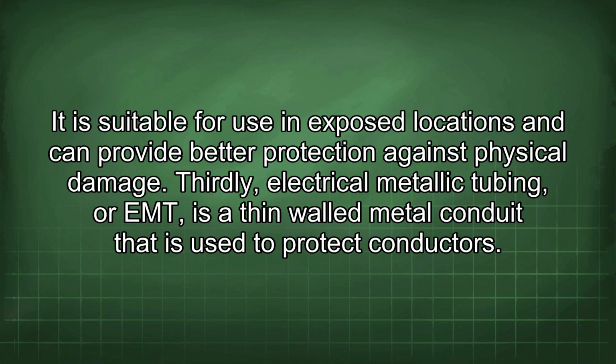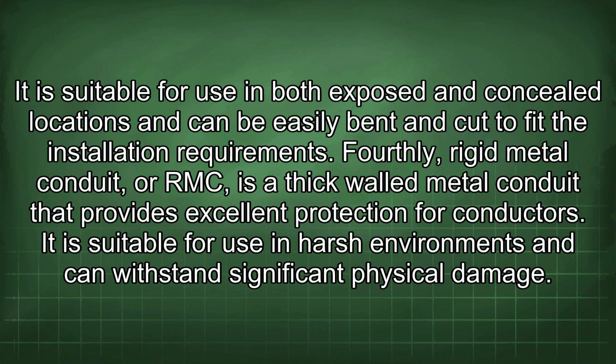Thirdly, electrical metallic tubing, or EMT, is a thin-walled metal conduit that is used to protect conductors. It is suitable for use in both exposed and concealed locations and can be easily bent and cut to fit the installation requirements. Fourthly, rigid metal conduit, or RMC, is a thick-walled metal conduit that provides excellent protection for conductors. It is suitable for use in harsh environments and can withstand significant physical damage.